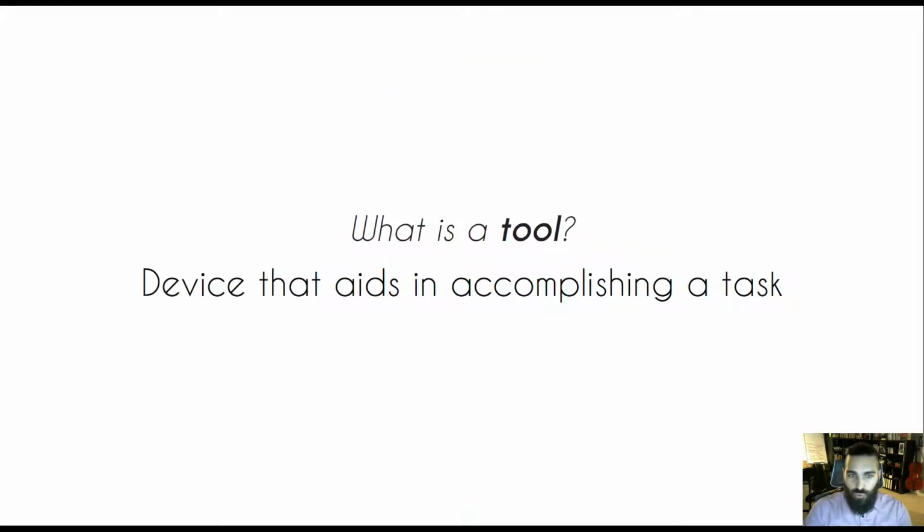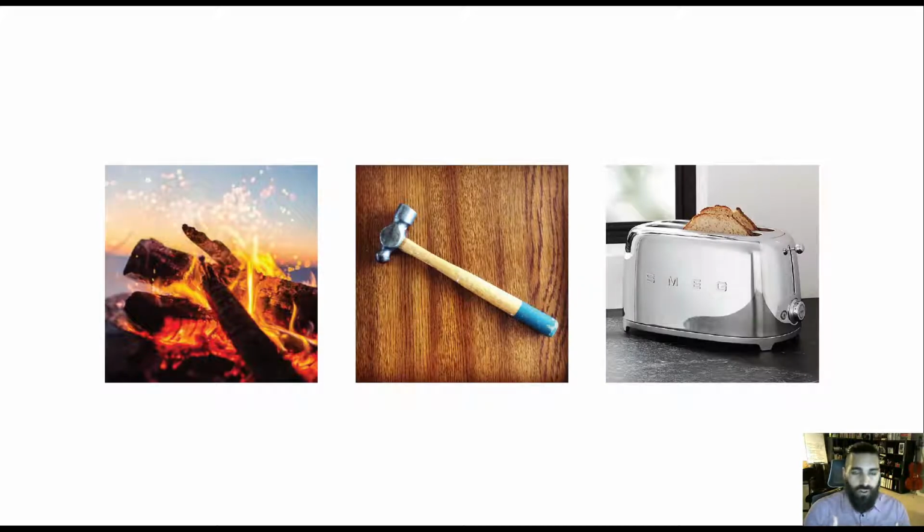So what is a tool? In its most basic definition, it is a device that aids in accomplishing a task. And there are various levels to these. We have the most primordial level, the most basic of them all, the fire. But we also have the next level, which is a very specific device designed for a very specific purpose. In this case, hammer things down, a hammer. And then we have the next level, which I consider to be a more compounded, a little more complex tool with very specific purposes. In this case, toasting bread, and so on and so forth.